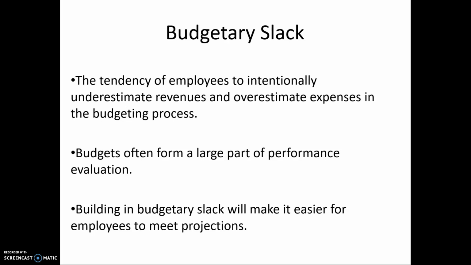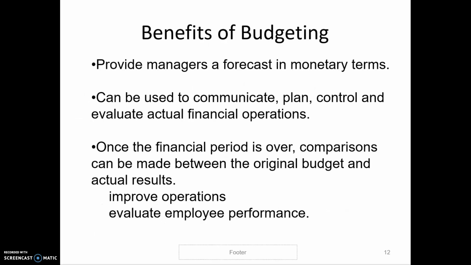Or you want to overstate expenses. So you know you won't go over budget if you make them too high. That's what budgetary slack is. We don't want to have that in our budget. We don't want employees suggesting things that they know are going to be easy to meet. We want to have them difficult but attainable.